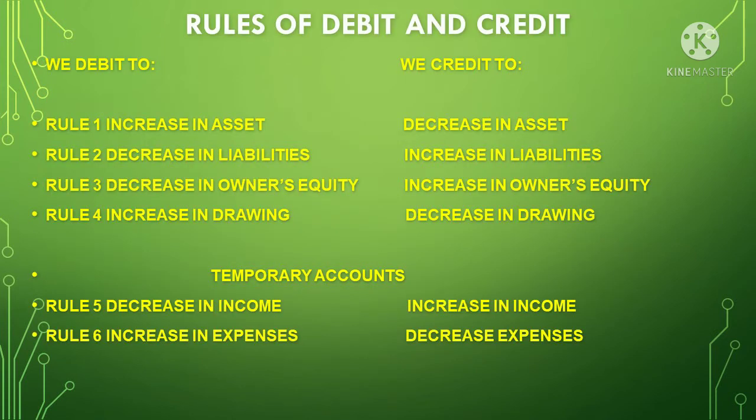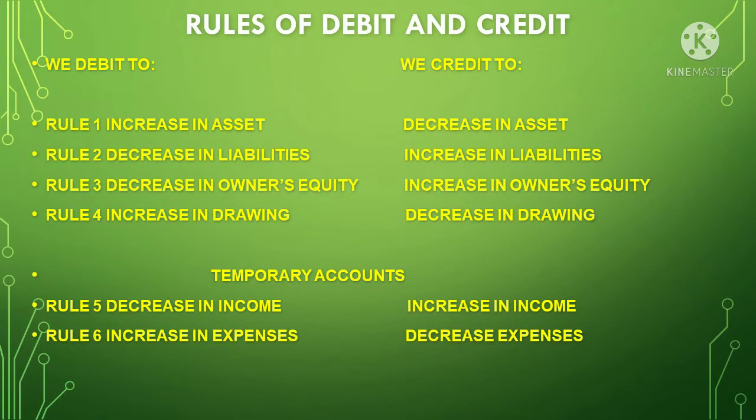Okay, so let us summarize the rules of debit and credit. Rule number 1: debit to increase asset. Remember that the normal balance of an asset is on the debit side. Credit to decrease asset. So it means that if you make an entry on the credit, the amount of asset decreases. Rule number 2: debit to decrease liabilities. So if you debit, the amount of liabilities decreases. Remember, the normal balance of liabilities is the credit side. So it increases, of course, if you make an entry in liabilities on the credit side.